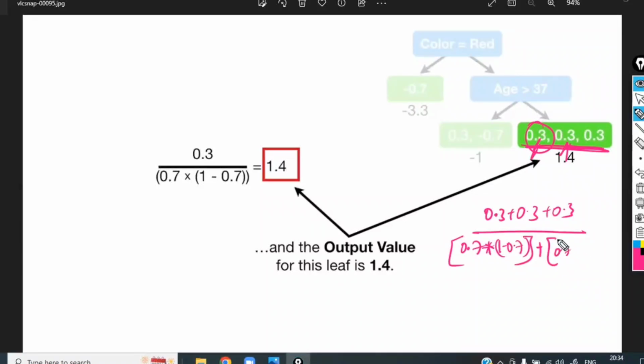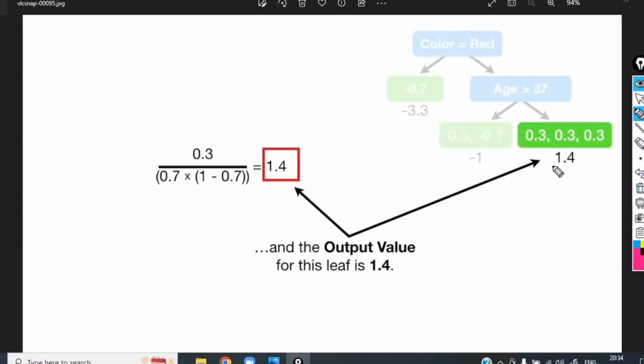Because for the initial one, everything is the same probability. From the second decision tree, the probabilities change. For the initial one, everything is the same. 0.7 into 1 minus 0.7, and for the third record, plus 0.7 into 1 minus 0.7. You have to add all of them because we have to do the summation. So we have got the transformed values like this, right?